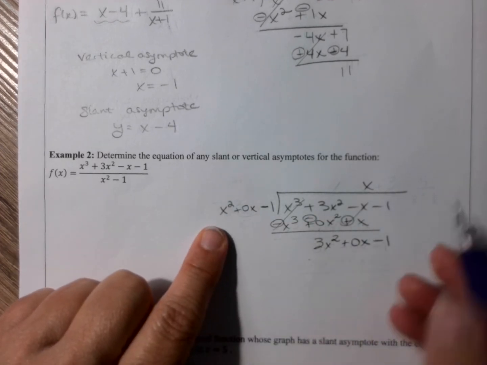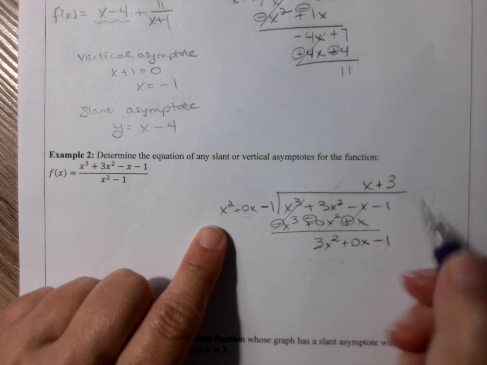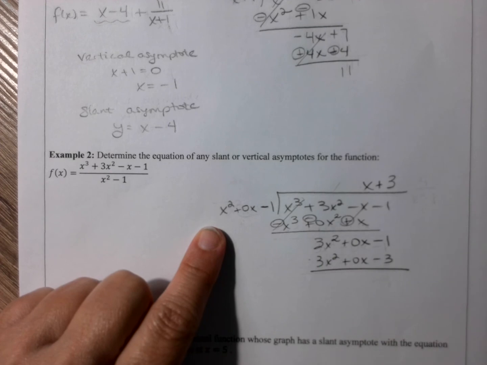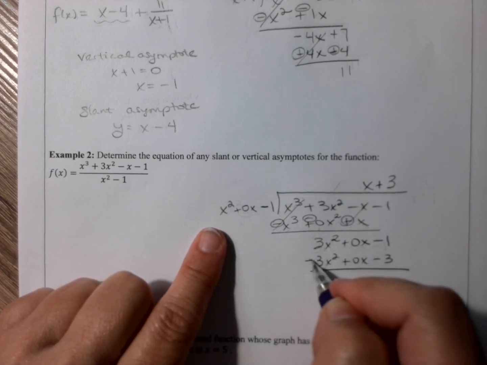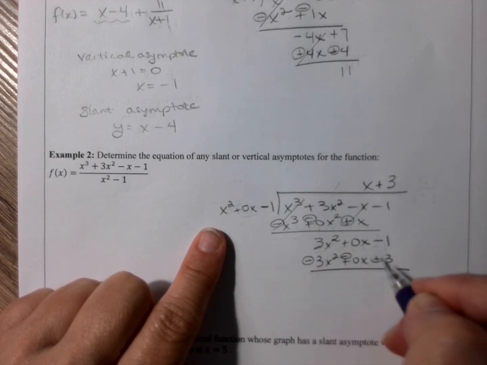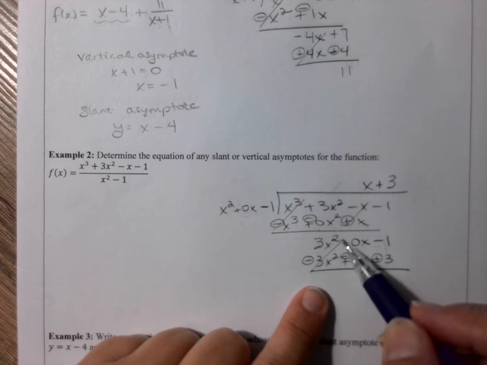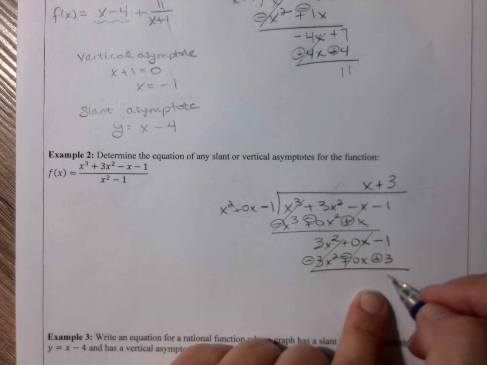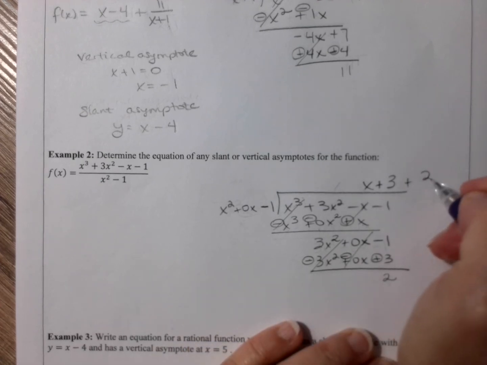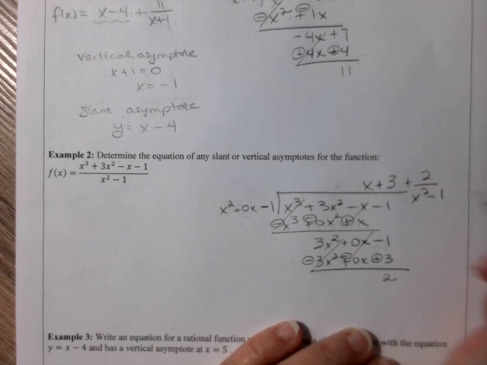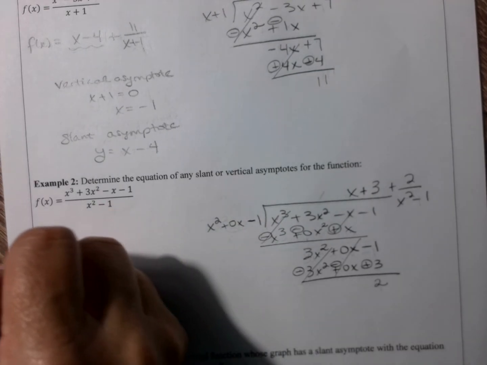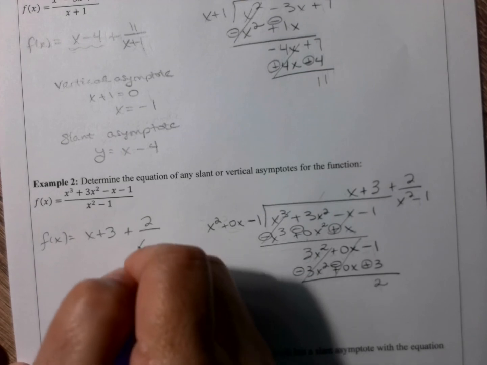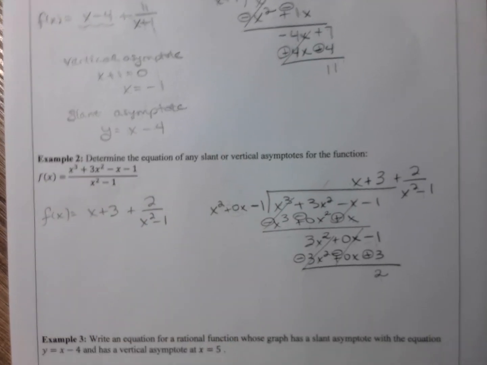What do I multiply times x squared to get 3x squared? That, of course, is 3. And I'm going to subtract, change all the signs. My 3x squared, zero out. The 0x's, zero out. And -1 plus 3 is 2. Plus 2 over x squared minus 1. So now we can rewrite this function as x plus 3 plus 2 over x squared minus 1.